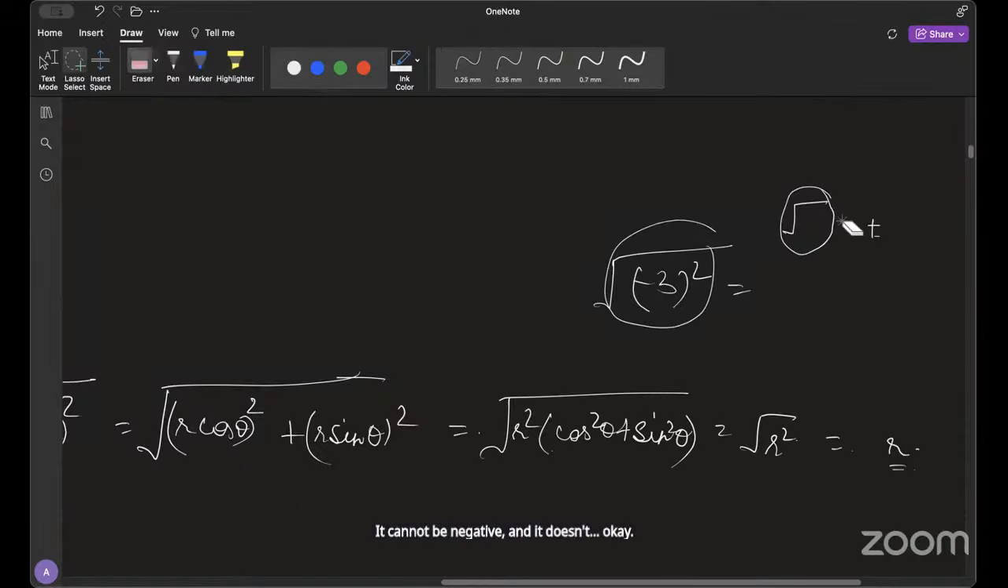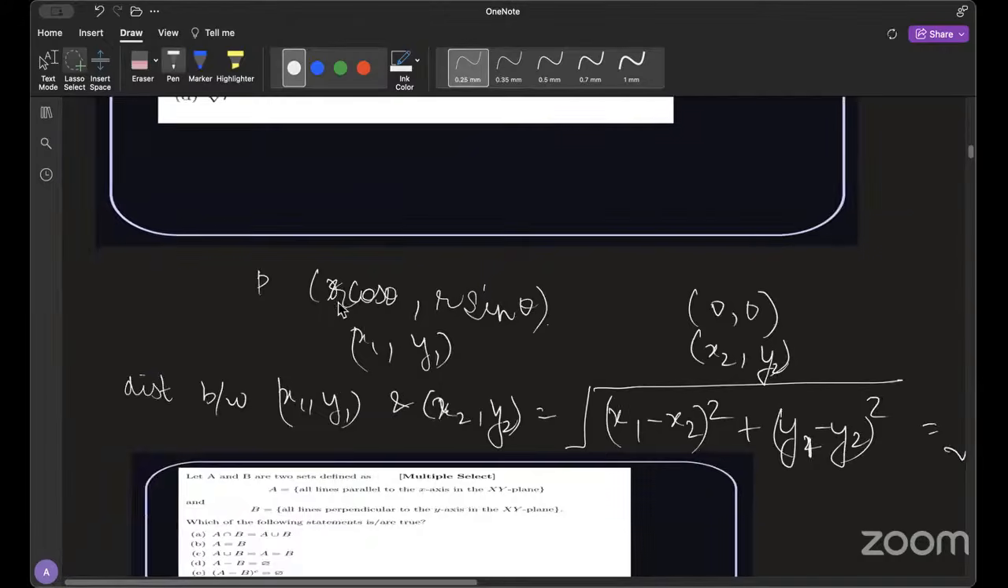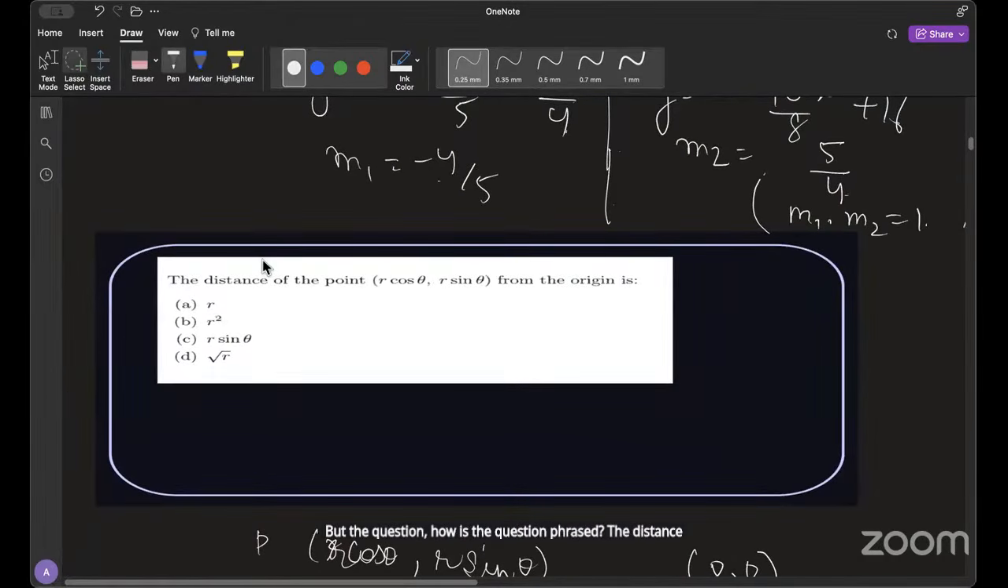Okay, I understand. Just because we are considering the distance. If the square root is minus 3, then it is a complex number. Mod r is going to be 3, which is mod of minus 3. So it should be mod r. But how is the question phrased? The distance of the point is always positive. So it's phrased as distance here, so it should be taken as plus, the positive part.